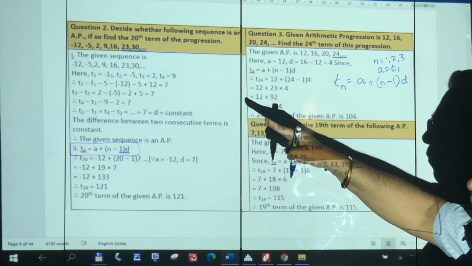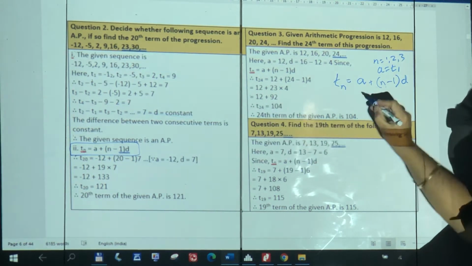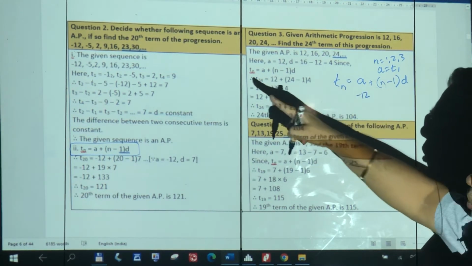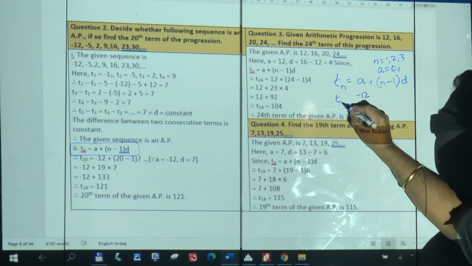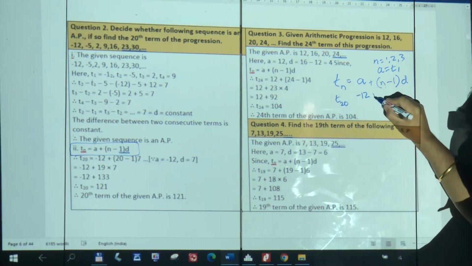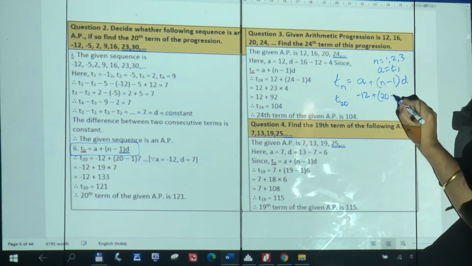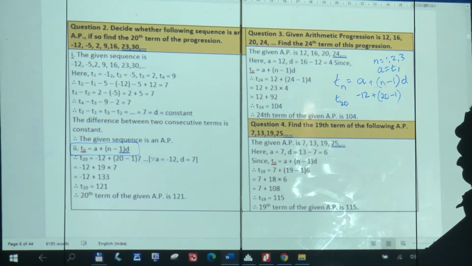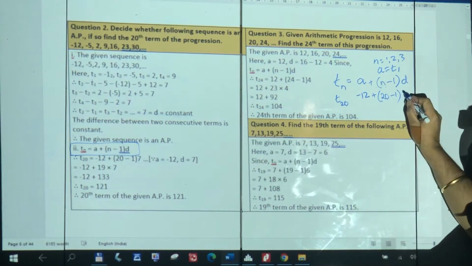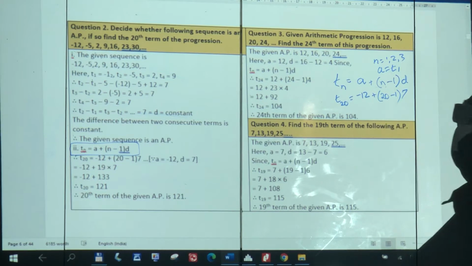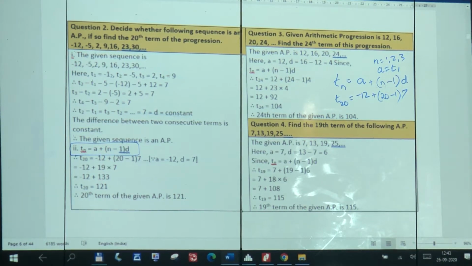Now, what is the first term, my friends, in the sequence? Minus 12. Which term am I supposed to find? The 20th. Learn to write: plus 20 minus 1. How much is the difference, my friends? 7. Okay? This is how to do all these sums.